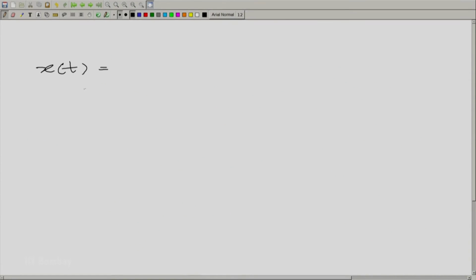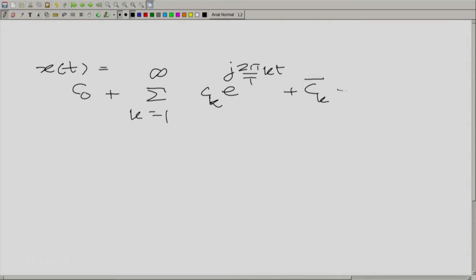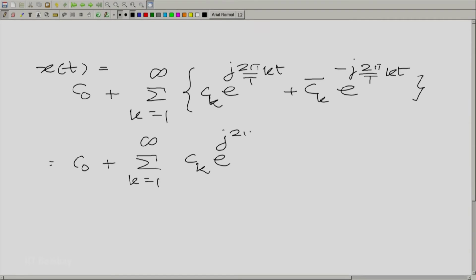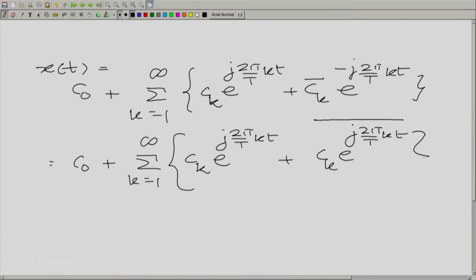So, x(t) is C0 plus summation k going from 1 to infinity Ck e raised to the power j 2 pi by T kt plus Ck complex conjugate and the complex conjugate of that rotating phasor too. You will notice that this is essentially the complex conjugate of the whole term. So, we have a sum of two complex conjugates. When you have a sum of two complex conjugates, it gives you essentially 2 times the real part of any one of them. So, let us write that down.